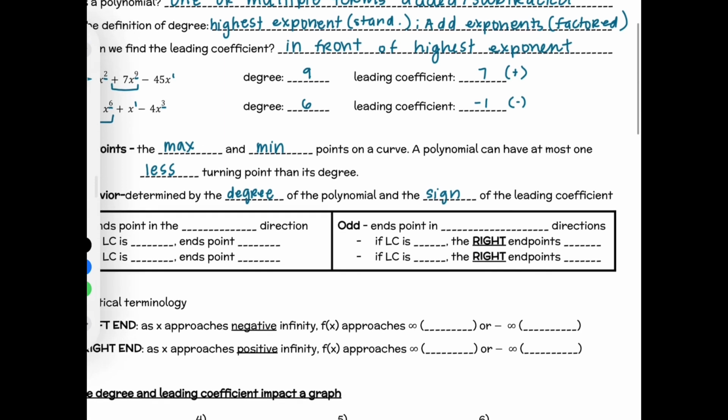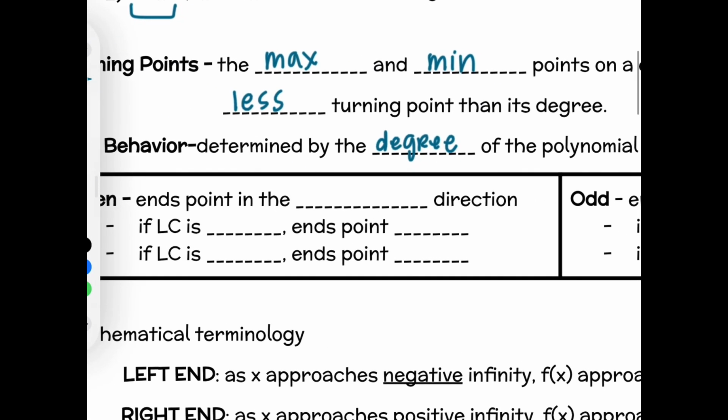All right, so if we have an even degree, that means the ends point in the same direction. And depending upon the leading coefficient, if the leading coefficient is positive, then both ends point up. So it's going to look like this on your graph. And if the leading coefficient is negative, then the ends point down.